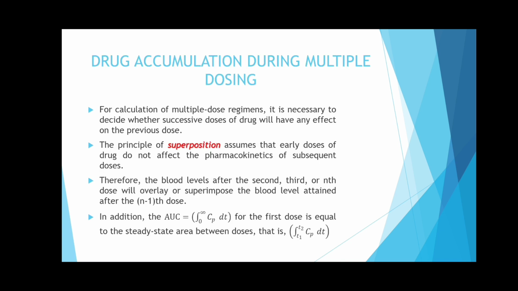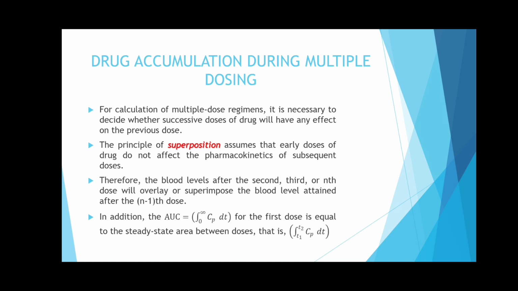Okay. Next, we'll talk about drug accumulation during multiple dosing. For calculation of multiple dose regimen, it is necessary to decide whether successive doses of drug will have any effect on the previous dose. We are giving the first dose. We are giving the second dose. Before giving the second dose, what is the plasma concentration maintained by the previous dose? That we need to check.